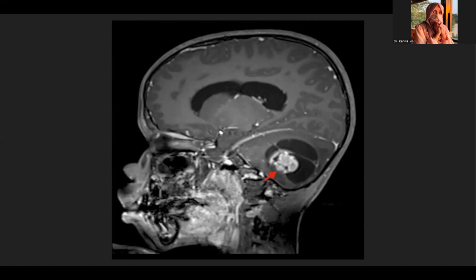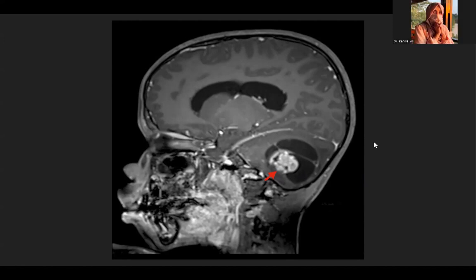Thank you. This is a T1 weighted MRI image, sagittal section with contrast, showing a solid and cystic lesion in the cerebellum. The nodule is contrast enhancing and the cystic portion is not taking contrast, and there is a septation in it, and there are no other positive findings visible.